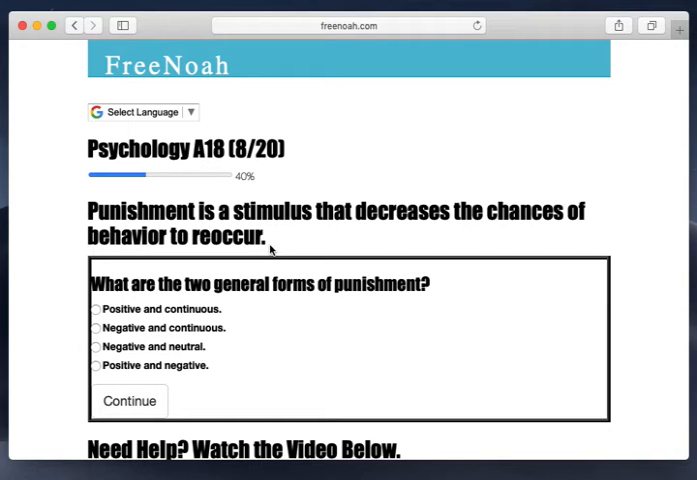And those are two general forms of punishment, right? So recall, punishment is the entire procedure of decreasing the chances of the behavior to reoccur.